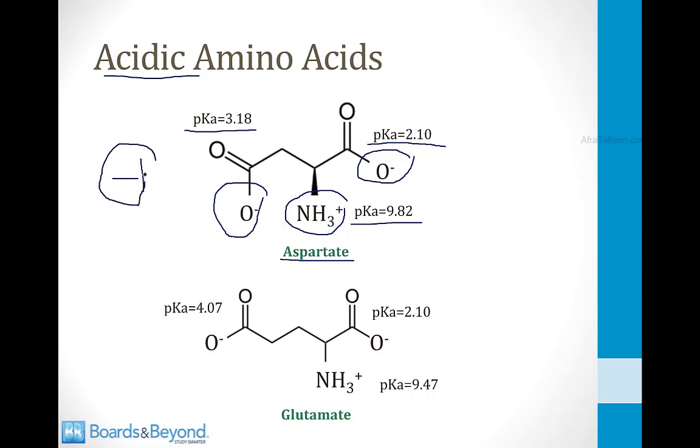This also means that overall, this molecule will donate one hydrogen atom to solution, and anything that donates hydrogen atoms to solutions is an acid that tends to lower the pH. And both aspartate and glutamate behave in this manner at plasma pH.